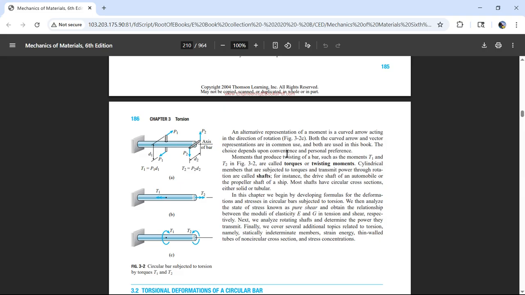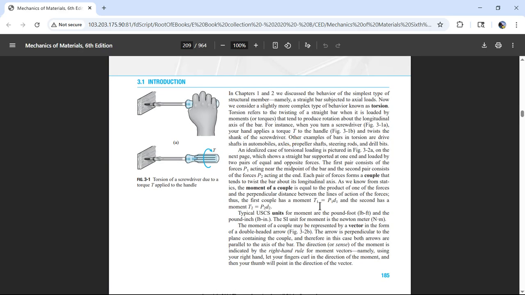All right, hell yeah. So I think we need to go back to where we were. We didn't get very far. We were talking about the moment of a couple being equal to the product of one of the forces and the perpendicular distance. But you know what I mean? Don't memorize it like that. That's crazy, unless you've done it so many times.